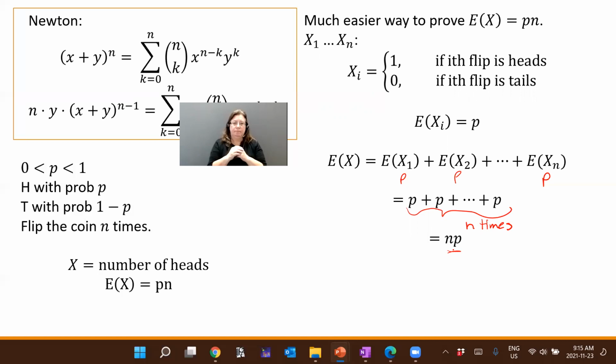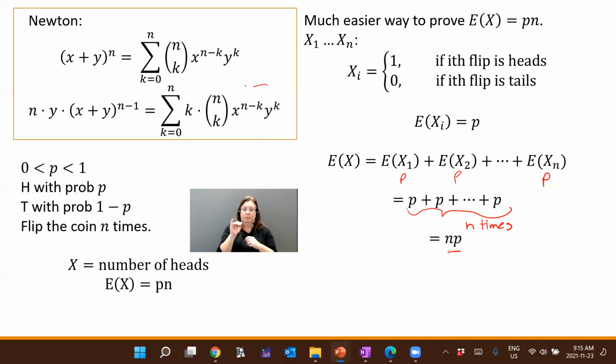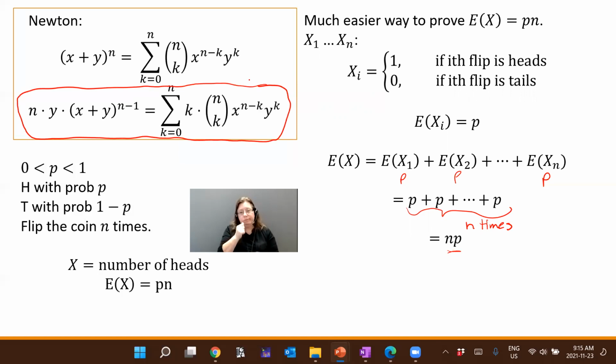So something that was very difficult, well, we had to use Newton. I suppose it's not that difficult if you use Newton every day, but we had to use the binomial theorem, and we had to take a derivative, and then we had to evaluate that. Or we simply take the sum of the expected values of these indicator random variables. The indicator random variables are very simple to compute. And then finding the expected value of x is quite easy.